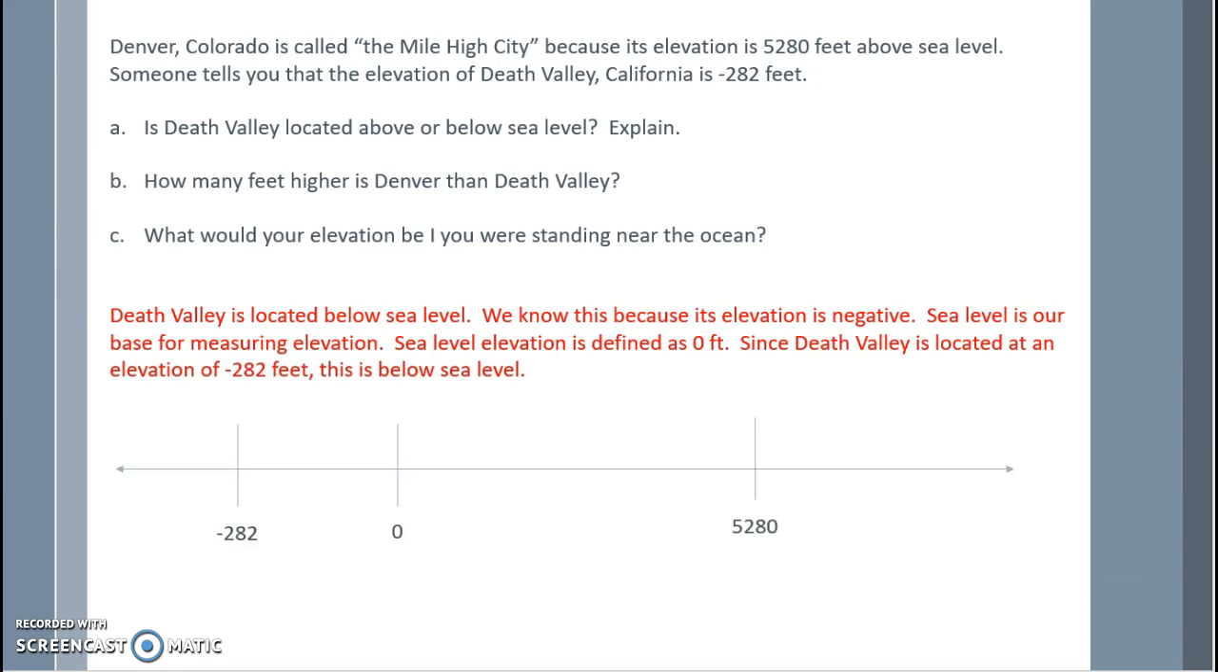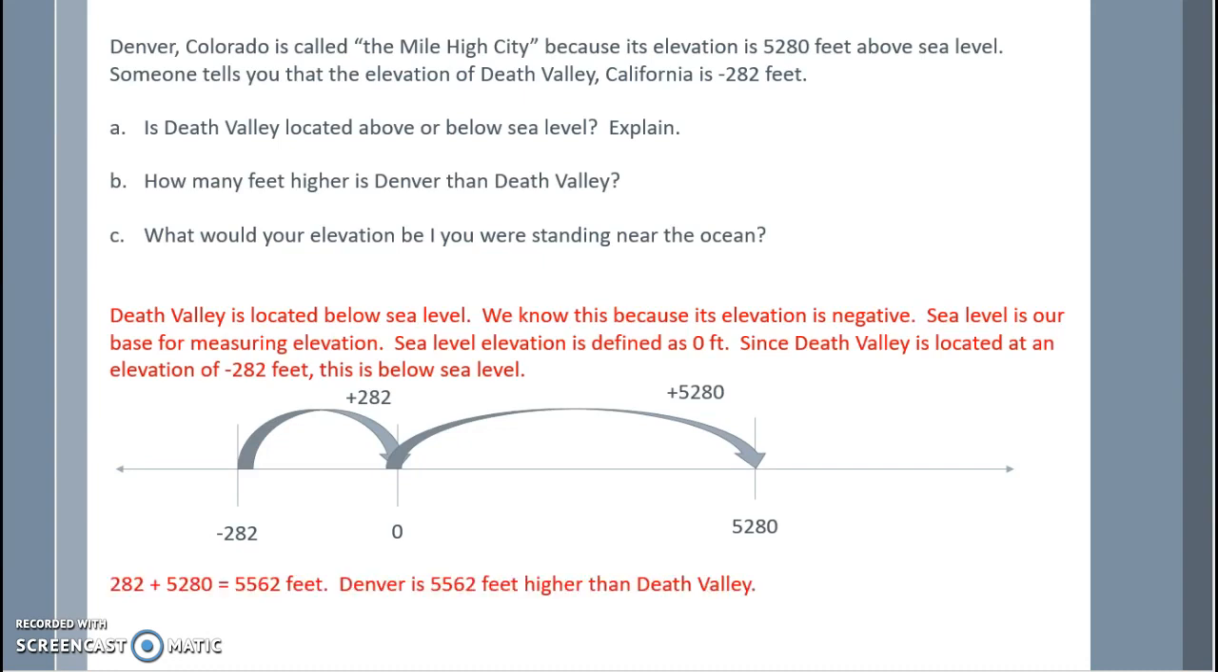I'm going to use a number line here, almost like an open number line. I've got 0 there, -282 on the left of 0, and 5,280 on the right of 0. To get from -282 to 0, it is a distance of 282 units. Then to get from 0 to 5,280 is 5,280 units. 282 plus 5,280 is 5,562 feet. So therefore, Denver is 5,562 feet higher than Death Valley.